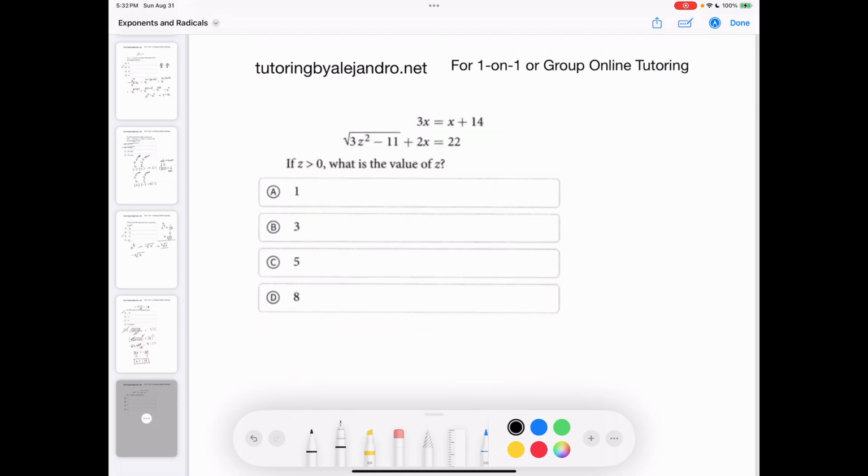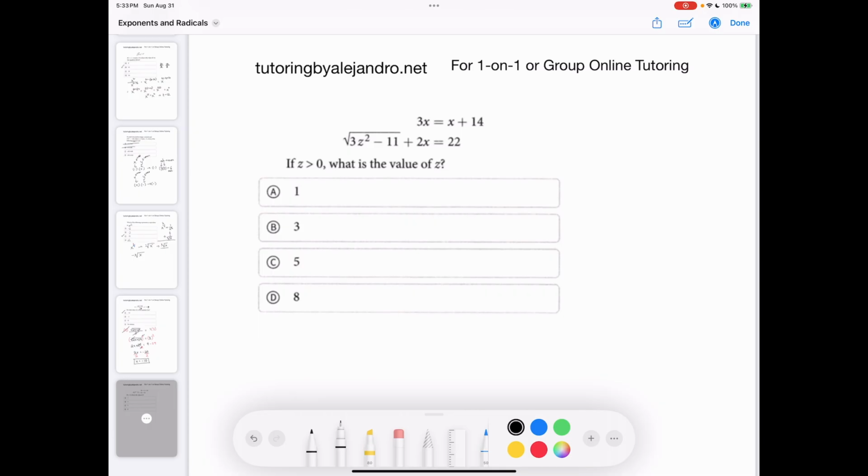All right, this is our last one. So we actually have a system of equations. It's a little different from the previous video. The previous video dealt with linear equations. In this case, we have one linear equation, but the other one isn't. So let's see how we can tackle this.